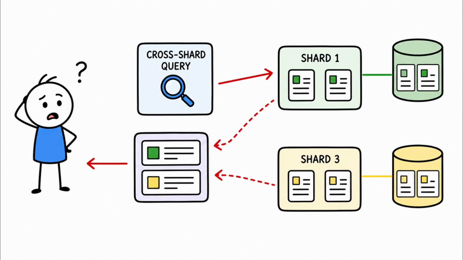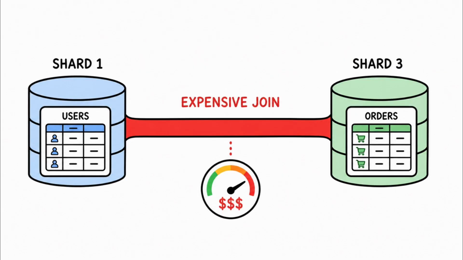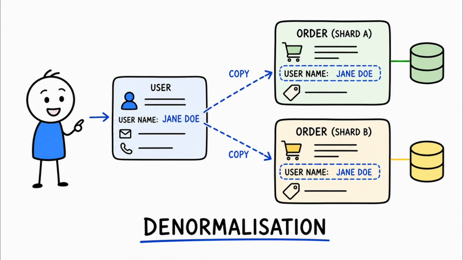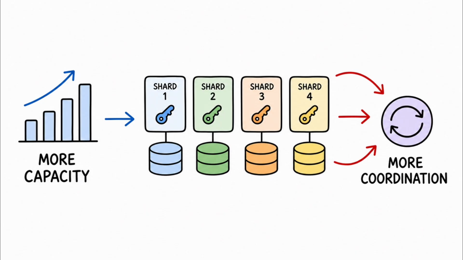Queries become harder when the required records live on different shards. Cross-shard joins are expensive, so some designs duplicate selected data deliberately. That technique, called denormalization, trades simpler reads for harder updates. Sharding increases capacity, but it also introduces migration and consistency work.